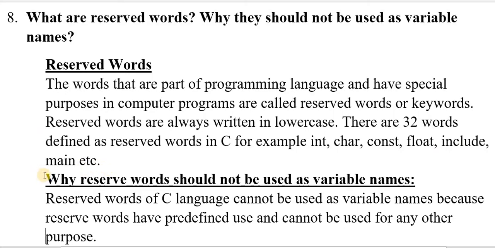Now we will attempt its second part, that is why reserved words should not be used as variable names. Reserved words of C language cannot be used as variable names because reserved words have predefined use and cannot be used for any other purpose. And that's it for question number 8.